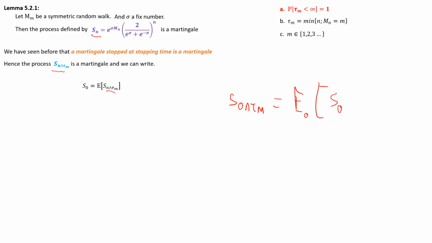So S0, Sn stopped at tau m. And because this is the minimum between time n and time tau m, I don't care what time tau m is going to be, because time is going from 0 to plus infinity. Then the minimum here is definitely going to be 0. So we can just simplify by writing S0 here. And that's exactly what we did here. So now we have written this.